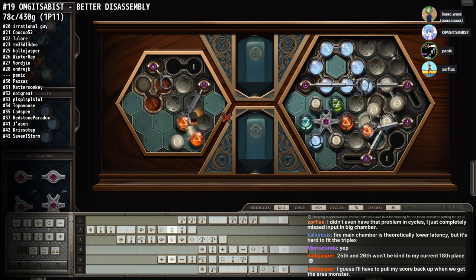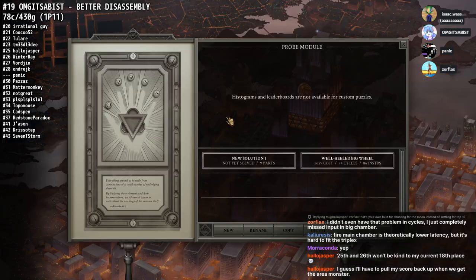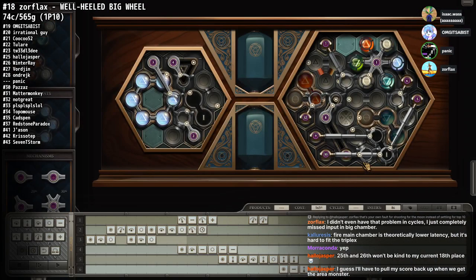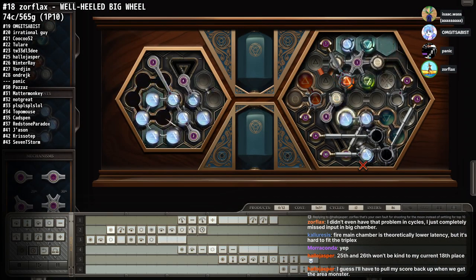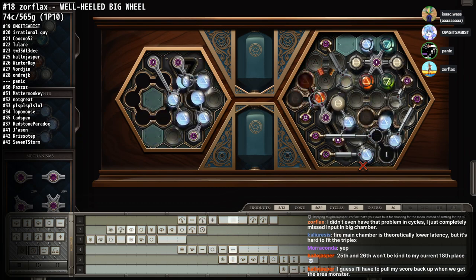All right, now we have a 4-cycle drop. Zorflax. That sounds like me. Yeah, all the commentator songs.